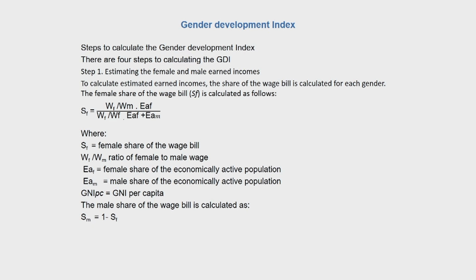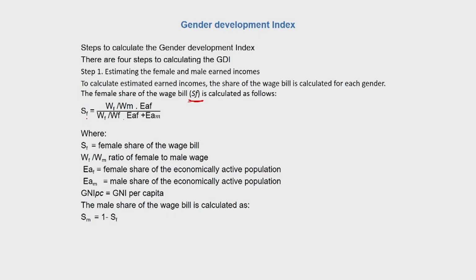The female share of wage bill is first calculated, which is given by SF here. The share of wage bill is nothing but the total amount of wages that accrue to the female population when we take the entire economically active male and female population into account. So the female share of the wage bill is given by this formula, which is WF by WM into EAF divided by WF by WM into EAF plus EAM.